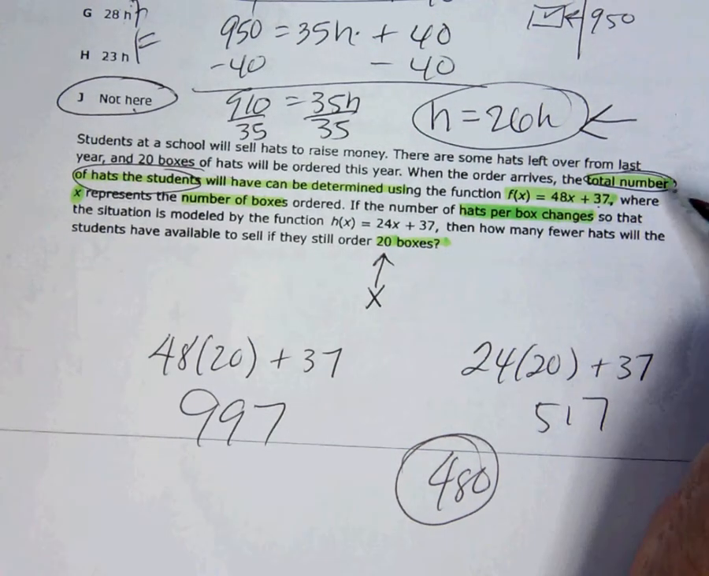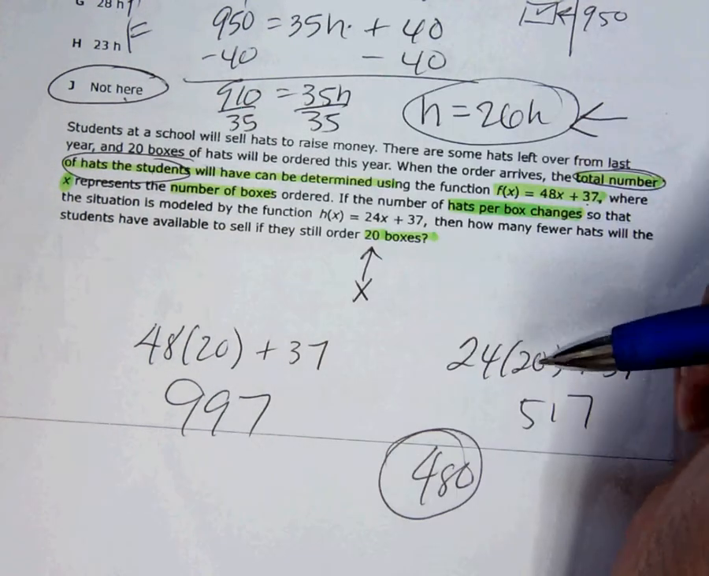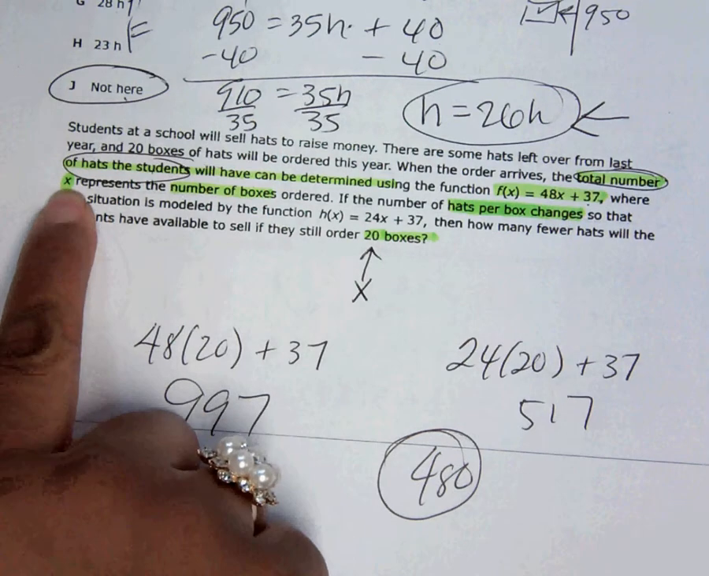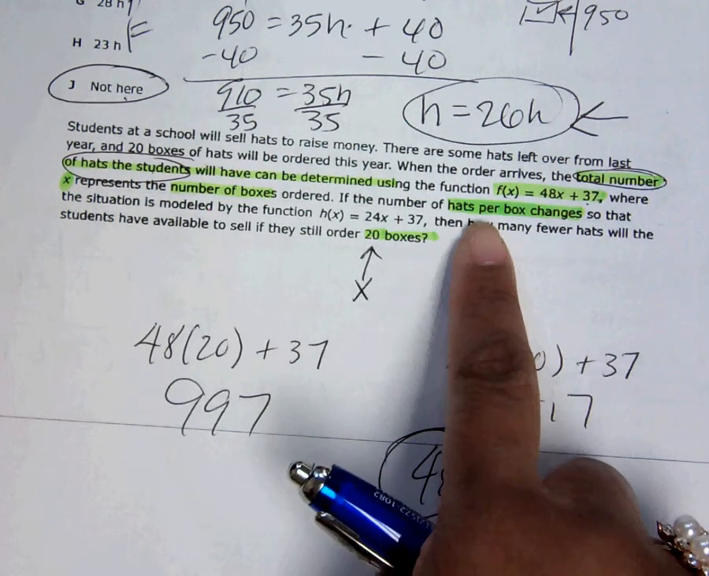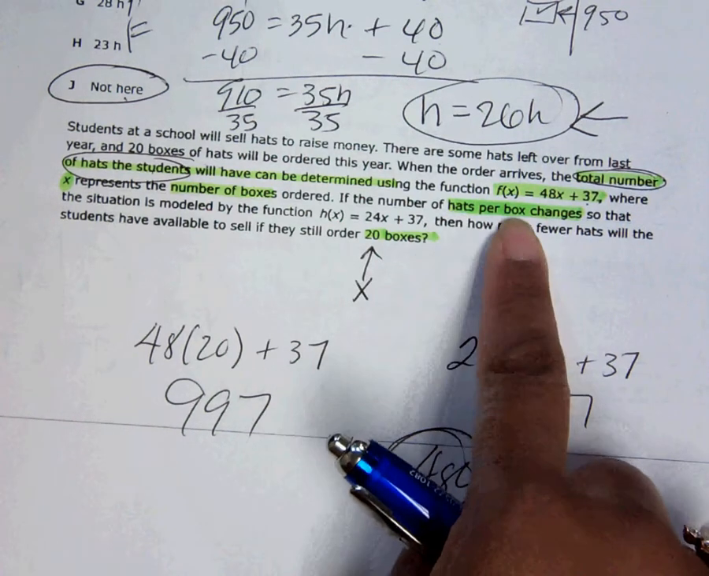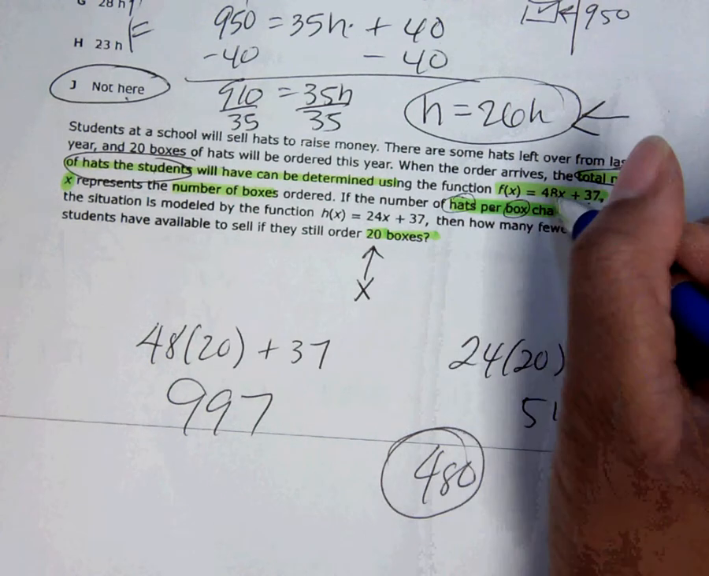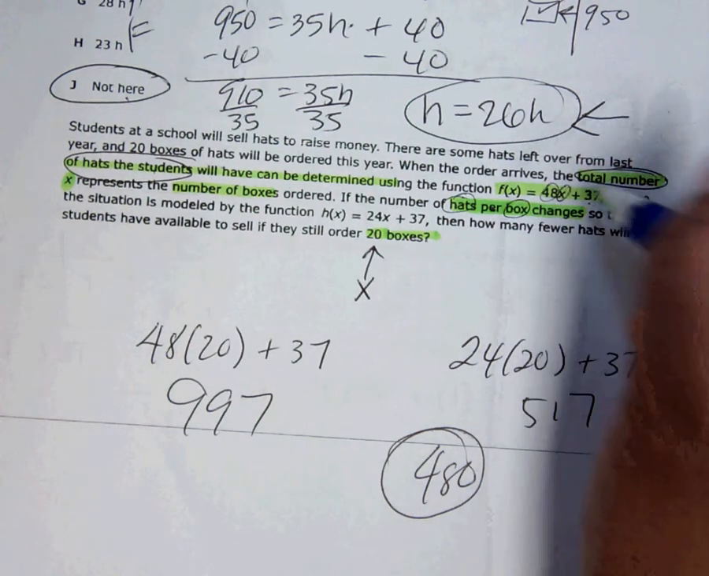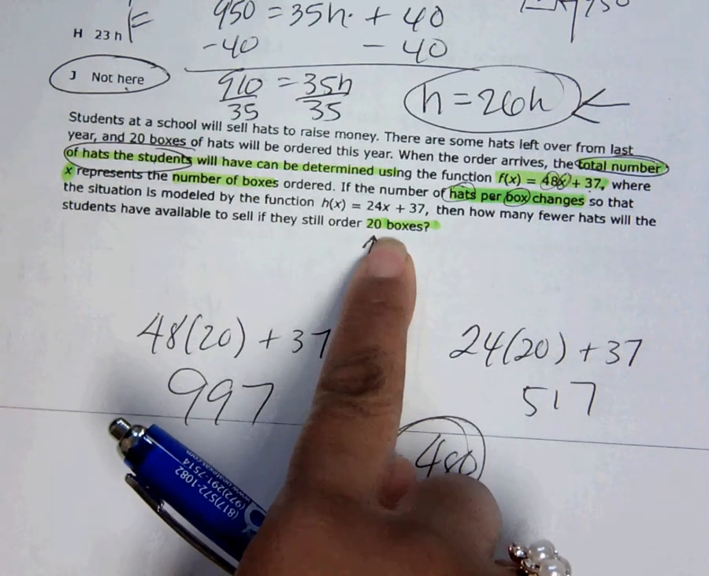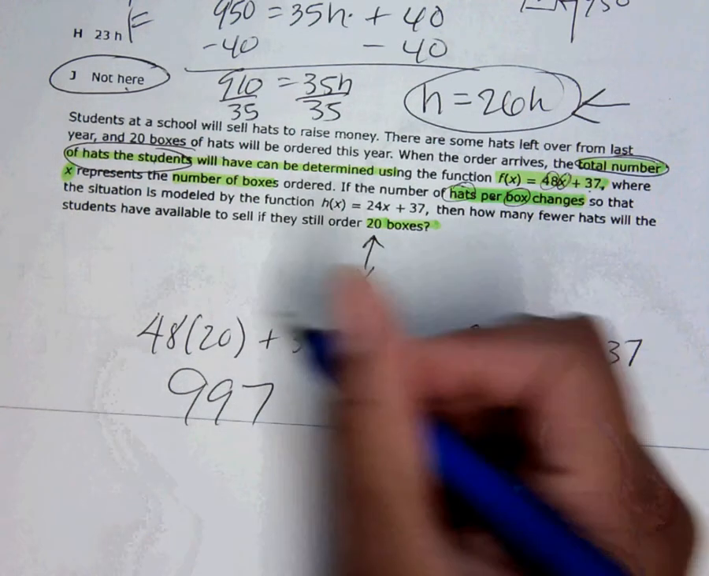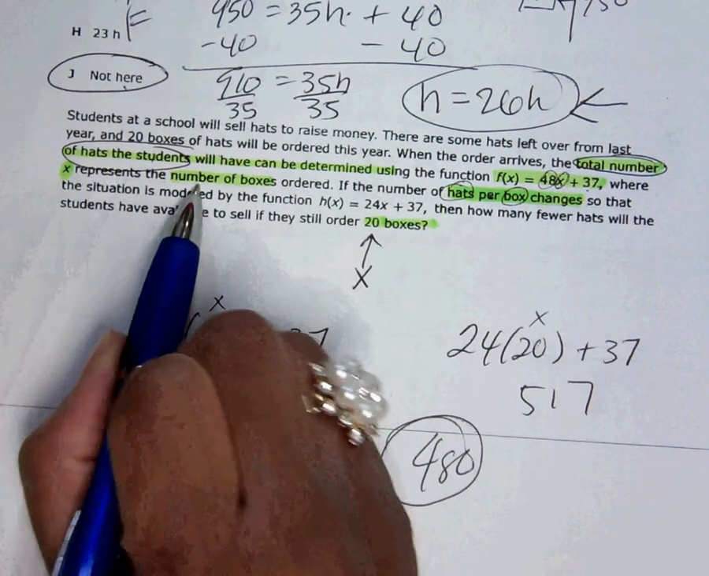So you had to first realize that f of x, meaning y, is the total number of hats. Then you had to realize that x is the number of boxes. Then you had to realize that the hats per box changed. And then it told you the number of boxes was 20. So I put my 20 in here because that's x. How do I know? Because it says x is the number of boxes.